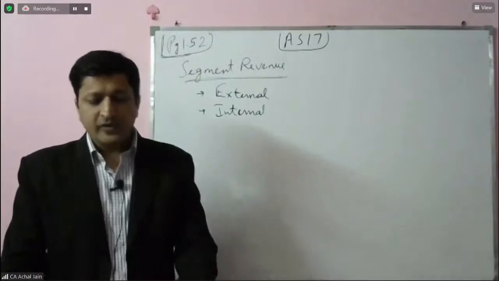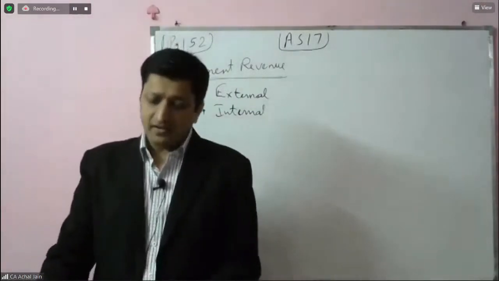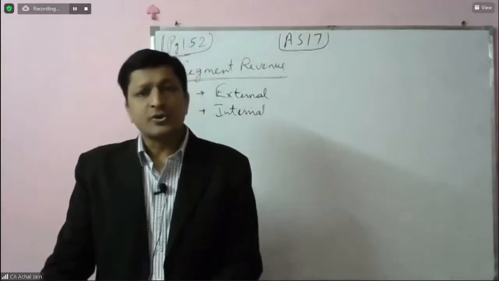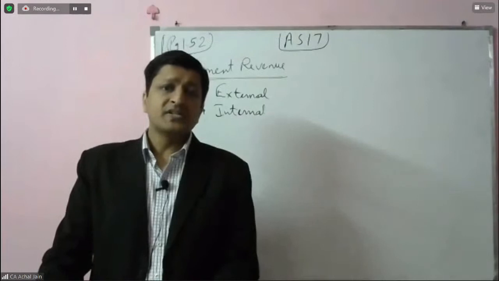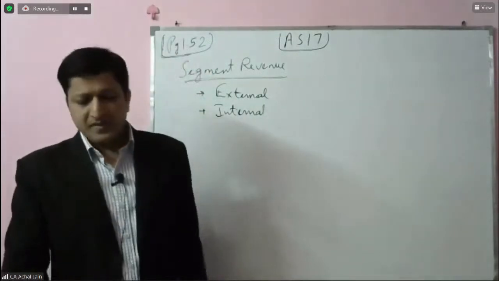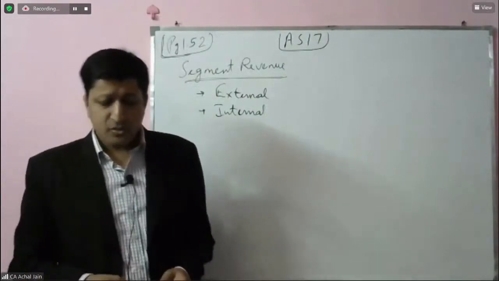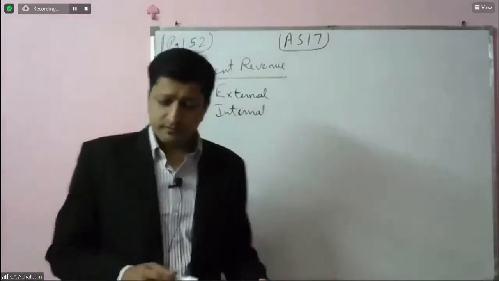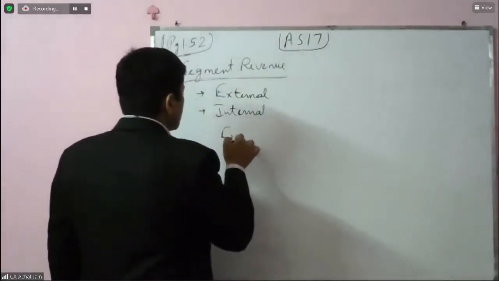Gains on sale of investments or on extinguishment of debt, if any, that should also not be disclosed unless the company is into financial business, something like banks, NBFCs, etc. So these three are the exclusions. So what are the exclusions?